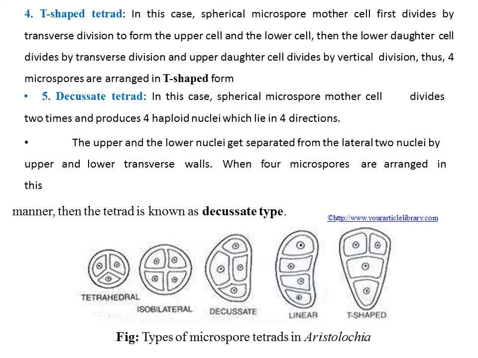Now, types of microspore tetrads in Archichlamydeae. First of all, tetrahedral. Next, isobilateral. Next, linear. Next, decussate, and last, T-shaped tetrad.